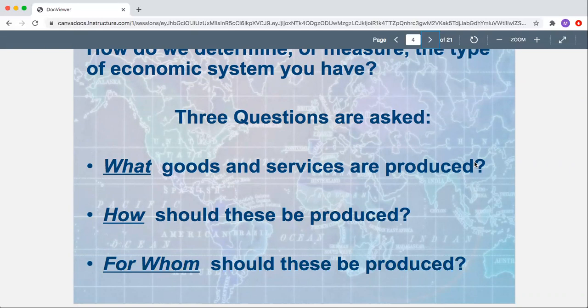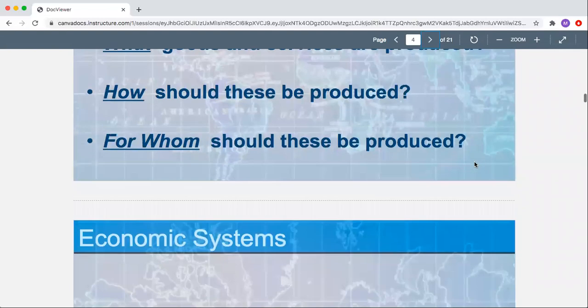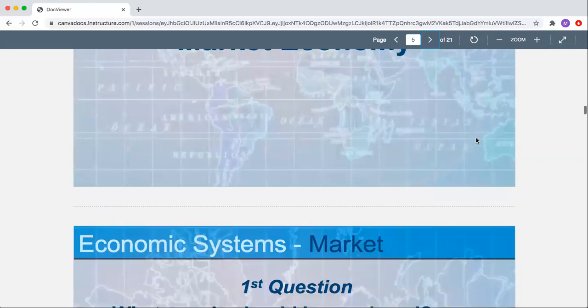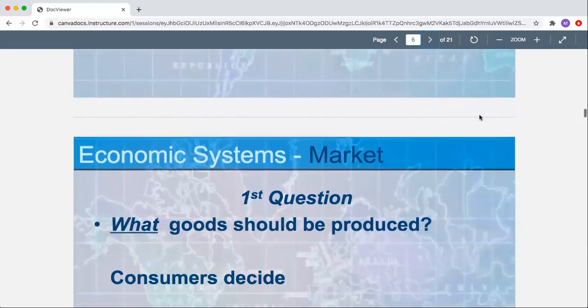So you've got to think, what are you going to make? How are you going to make it? And who's it for? Who's going to be buying it? So that leads us to a market. Think about a market, like going to the store and buying something.